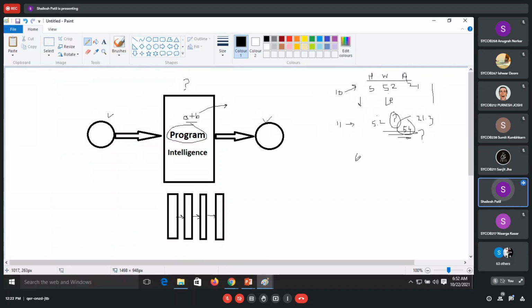Suppose I have a data set having 1,000 cats and 1,000 dogs, and I input a photograph. The machine will predict and say this looks 90% like a dog. It's not exactly 100% a dog.